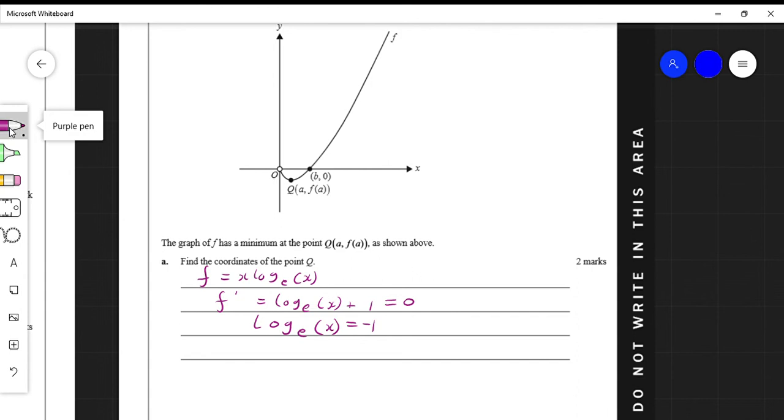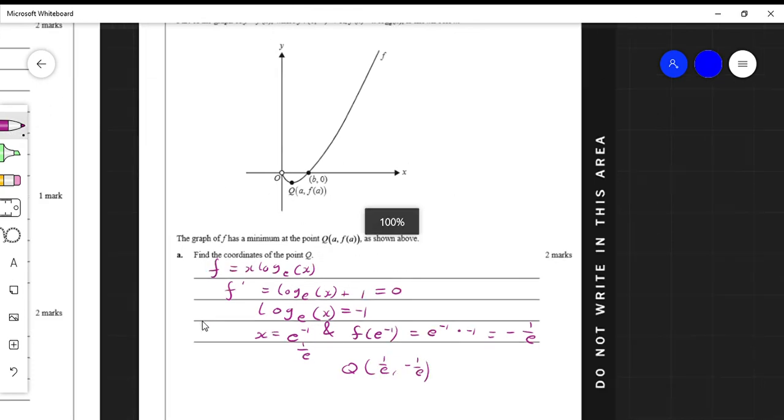we get x equals e to the power of -1, just from the definition of a log, and f of e to the power of -1 equals e to the -1 times -1, which is just negative 1 on e. I'll write these as 1 on e. So our point is 1 on e, -1 on e. Hopefully that made sense, because we're just finding the minimum. Okay.